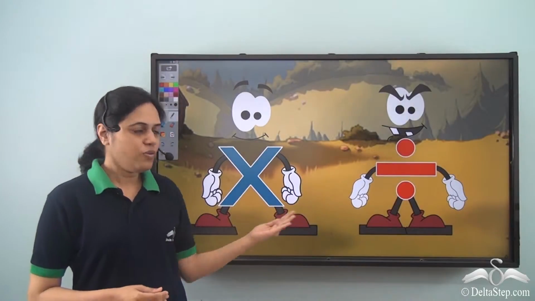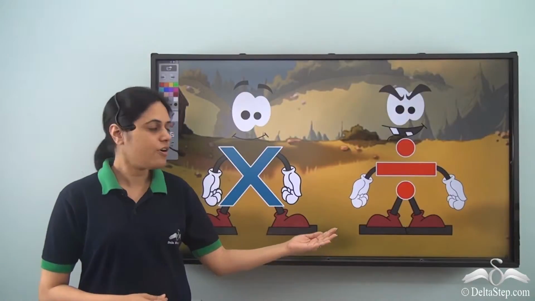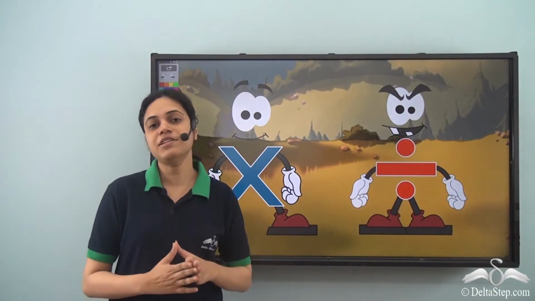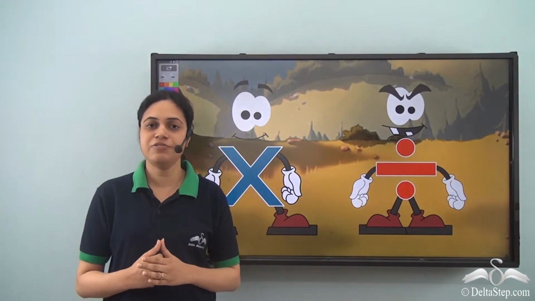You already know what these two symbols are for. This is the multiplication symbol and this is the division symbol. Now let me tell you a story about them. So there were two friends, multiplication and division. They were very good friends.